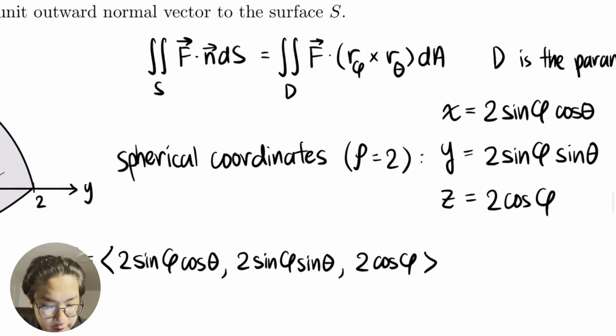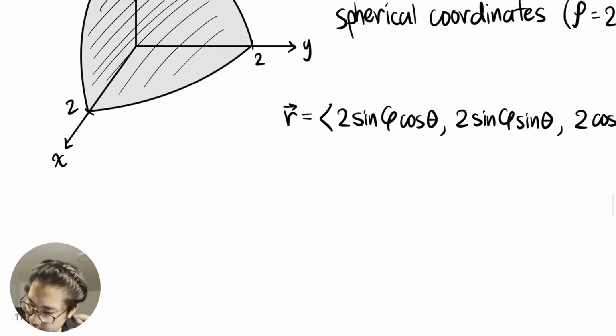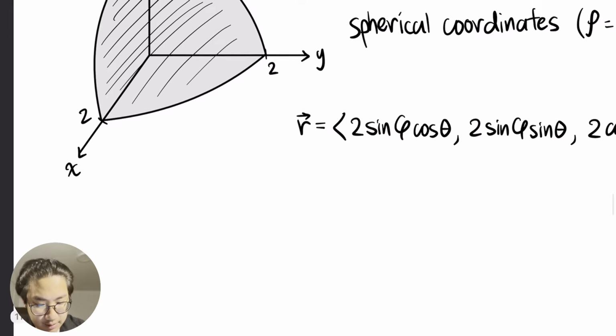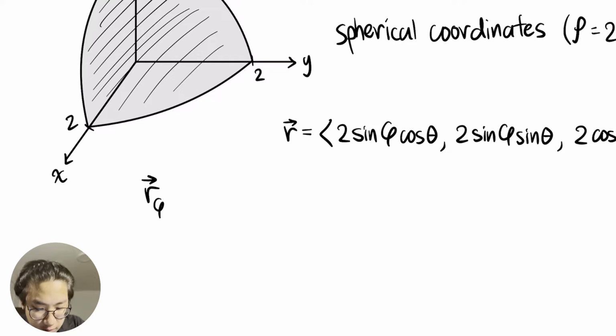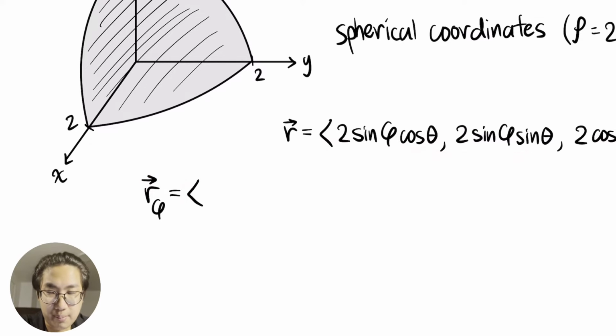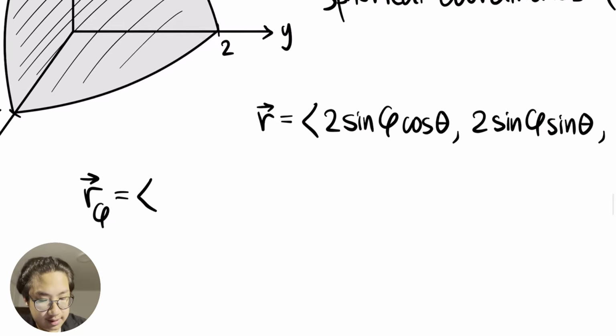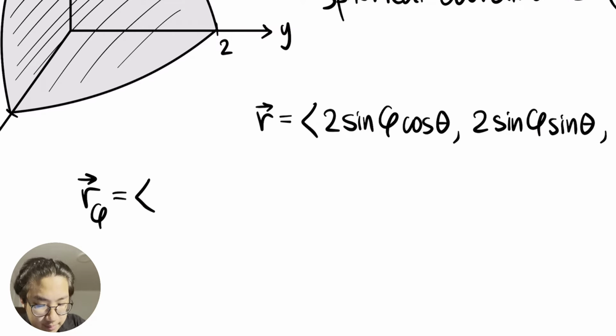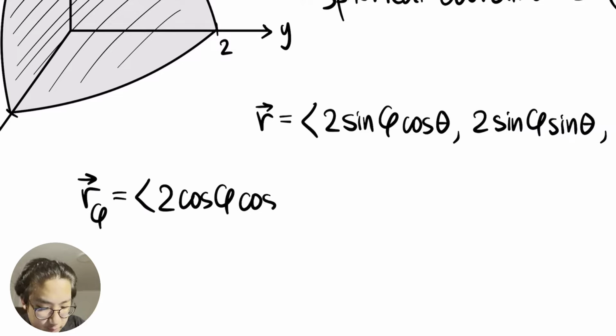So next, if we take a look at our equation over here, we need to find the partials of this with respect to phi and theta. So we'll compute that right down here. So r sub phi. Again, the partial derivative is just the partial derivative component-wise. So in this case, we have 2, and then sine phi becomes cos phi. 2 cos phi cos theta. And then we have 2 cos phi sine theta.